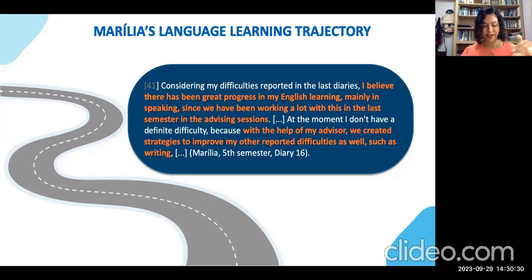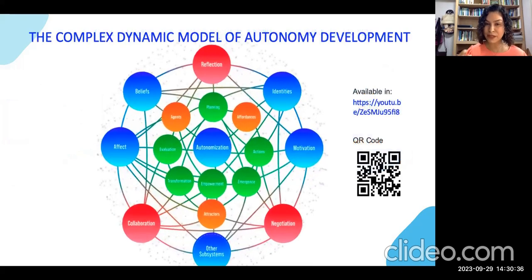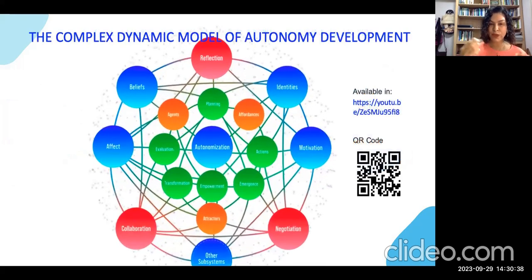So if we check here the most evident interactions in Marília's system at this moment of change and dynamism relating to the model, we see the collaboration of a new agent, the negotiation of new strategies, reflection, evaluation, positive emotions such as confidence, motivation, among others.